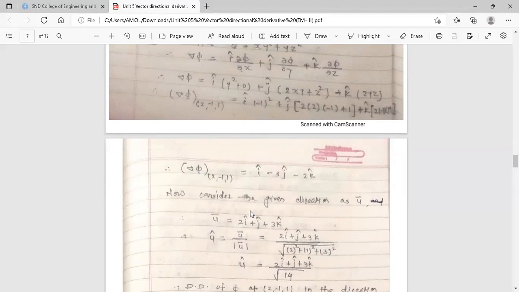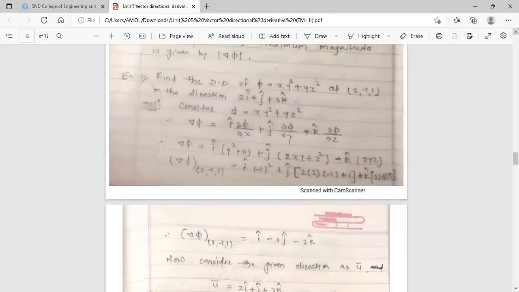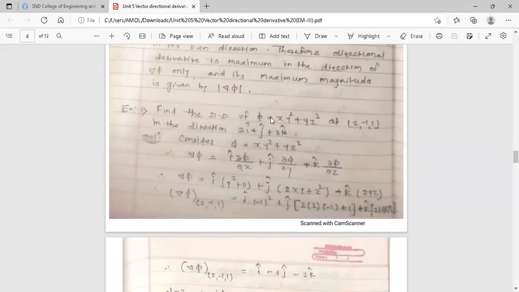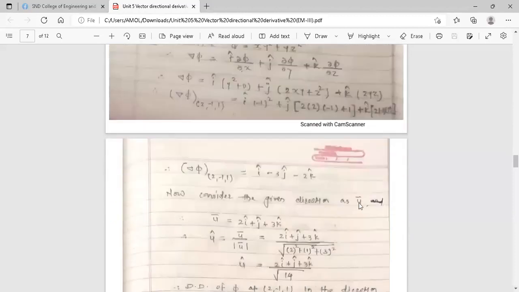Okay. Now consider the given direction as u bar. Here, we are going to find the directional derivative in the direction of this vector, 2i cap plus j cap plus 3k cap. Suppose this vector is u bar. So the given direction is u bar. U bar is equal to 2i cap plus j cap plus 3k cap. This is the given vector.